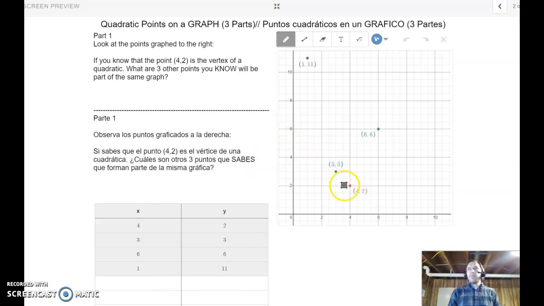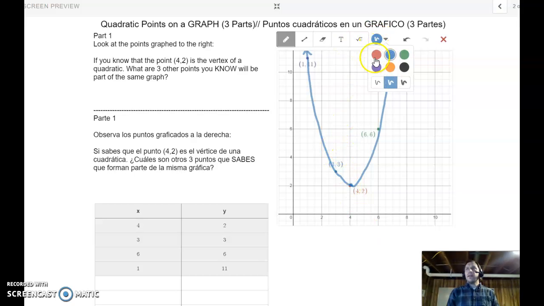I love this problem because, if this is the vertex, it looks like it's opening up like this. And then this one has to hit somewhere over here and go up like this too. So how can I tell other points? Well, remember, we know that these points are equidistant from each other. If this is the vertex at x = 4, this is the axis of symmetry. The point (3, 3) has to have another point right over here. So if this is (3, 3), this is (5, 3).